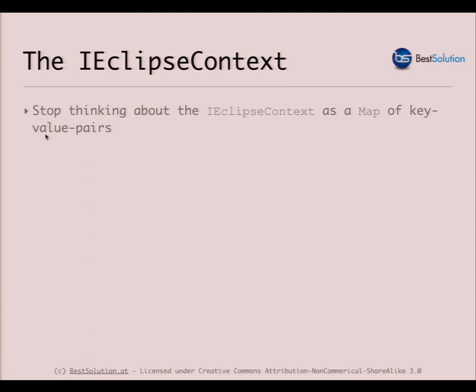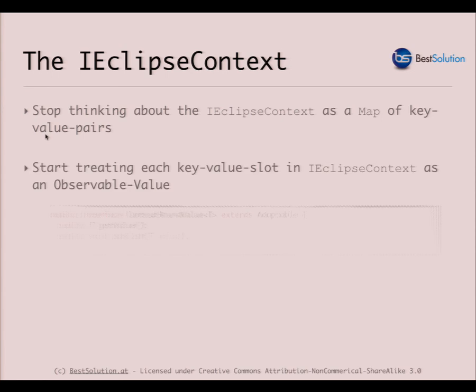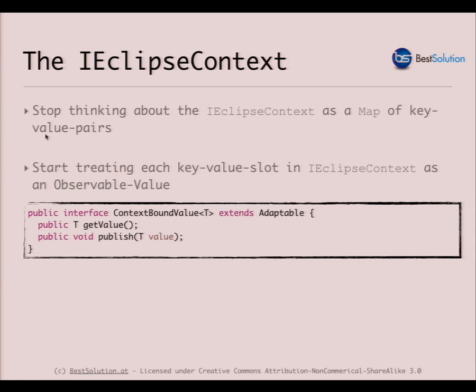So stop thinking about the IEclipseContext as a map of key value pairs. What you need to do is a mental shift: you think about a key value slot in the IEclipseContext as an observable value. Dependency injection does nothing more than creating a sophisticated observable of this very key value pair in your IEclipseContext.